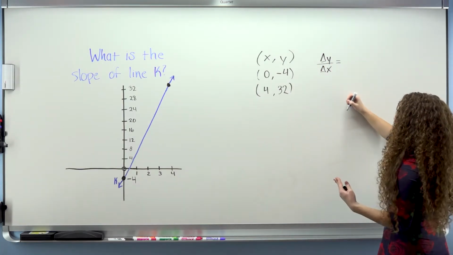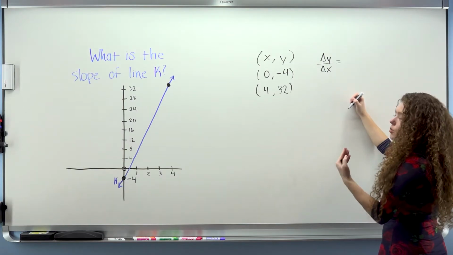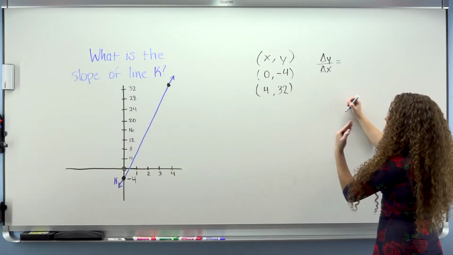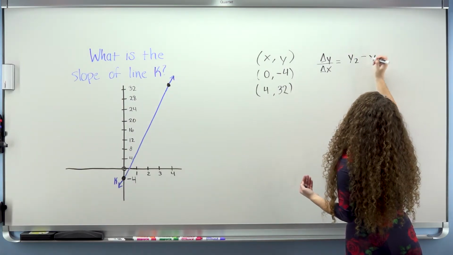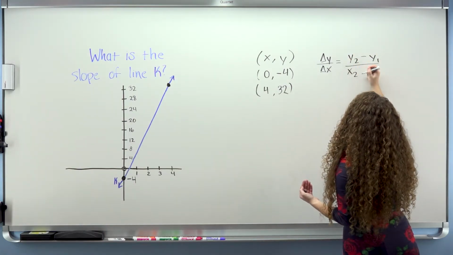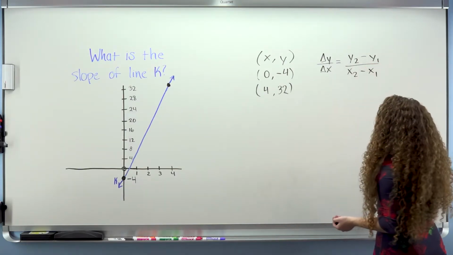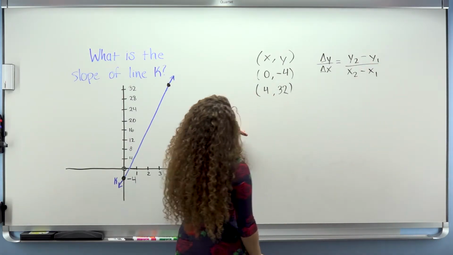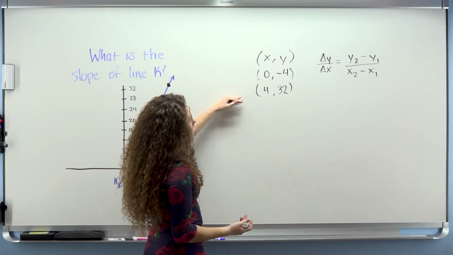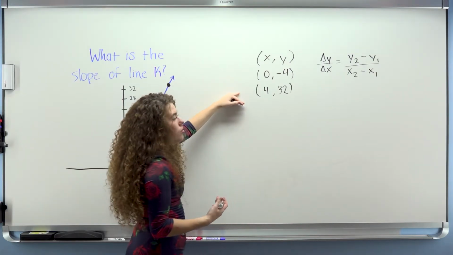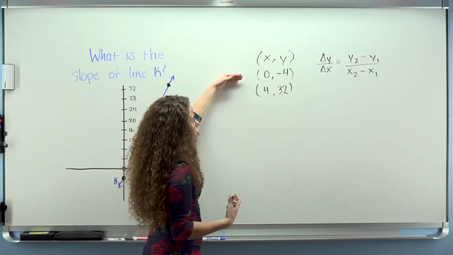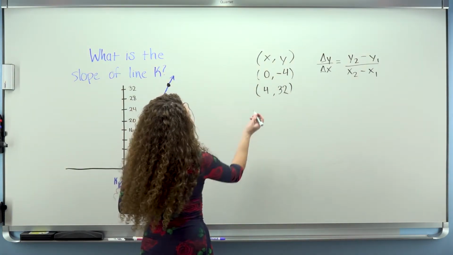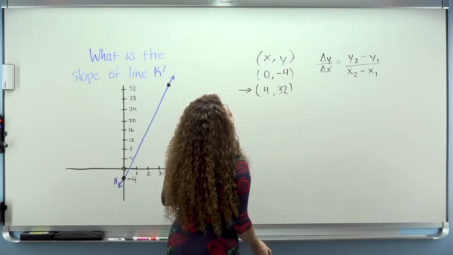And all that means is the difference in the two y values over the difference in the two x values. So y2 minus y1 over x2 minus x1. Okay? And again, just like in the previous problem, I'm going to be using both, right? Just to prove to you guys that it doesn't matter which one you use first. So I'll start off with this one.